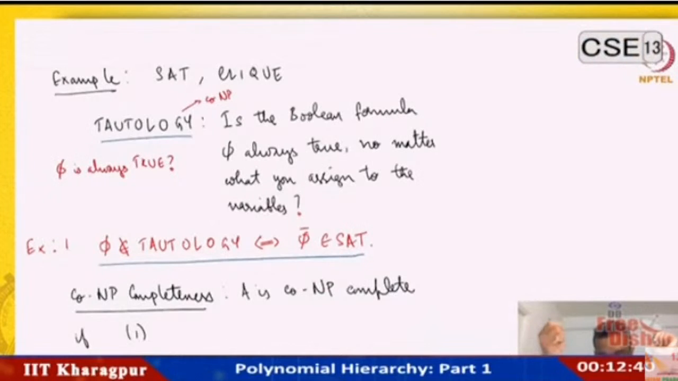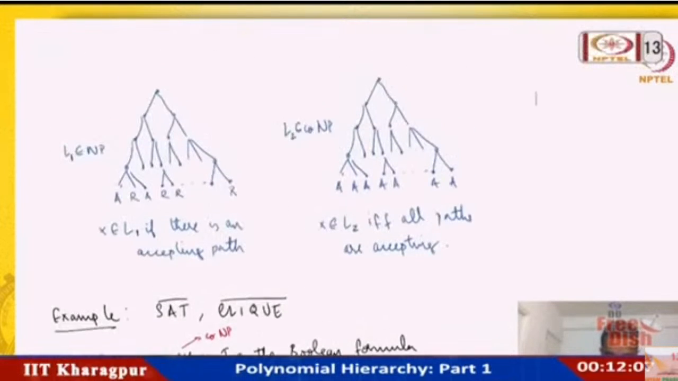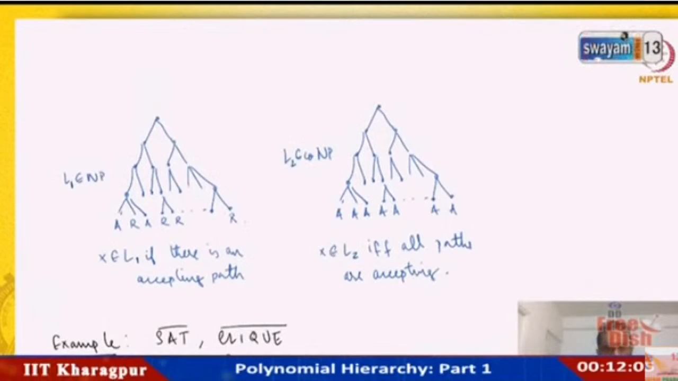So whatever is not in tautology, its complement is satisfiable. That is why tautology is a CoNP language, right? You are asking whether it always evaluates to true, regardless of what you assign to the variables.